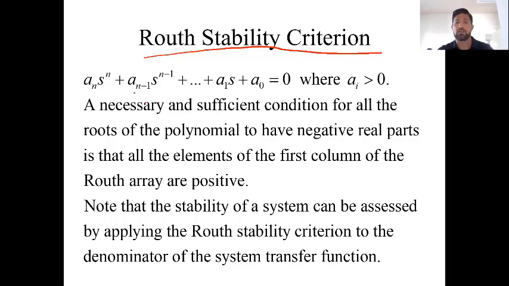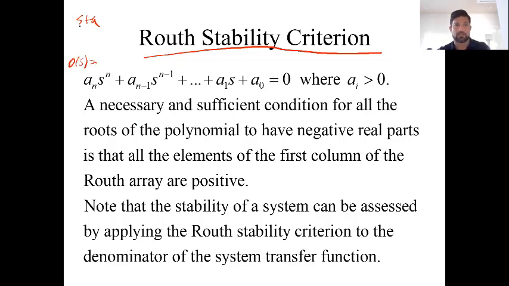So we already know for a second order, or a first order function, a first order polynomial would just be something like s plus a. Now remember that we're talking here strictly about the denominator of the transfer function.